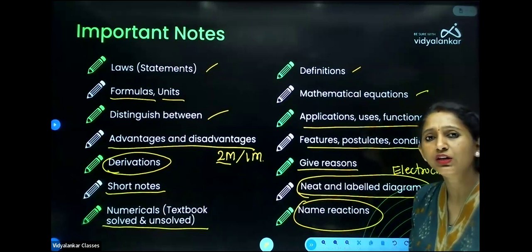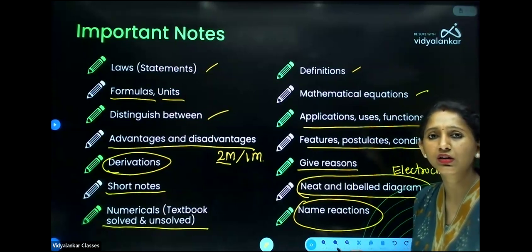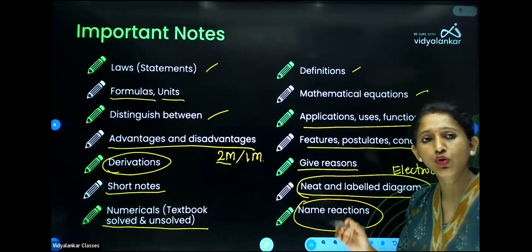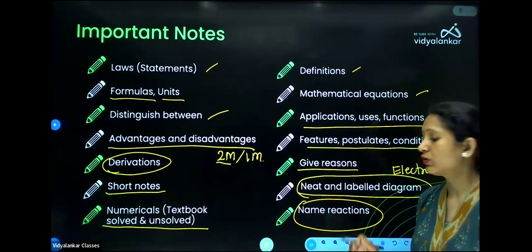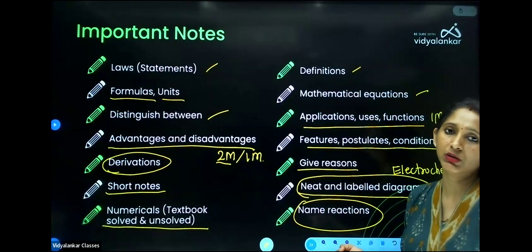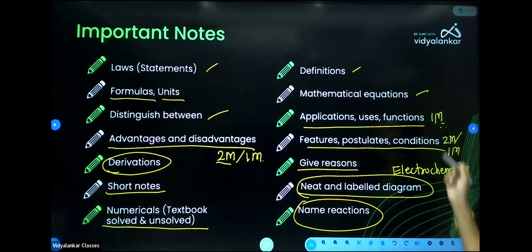What effort you are expected to take in the case of name reactions: go with writing practice. Then only you will be able to remember the name reactions. Fine, so these are the important notes with our chemistry syllabus.